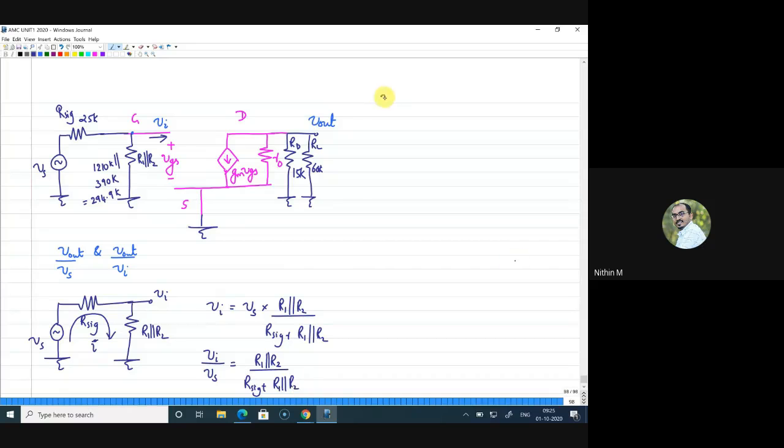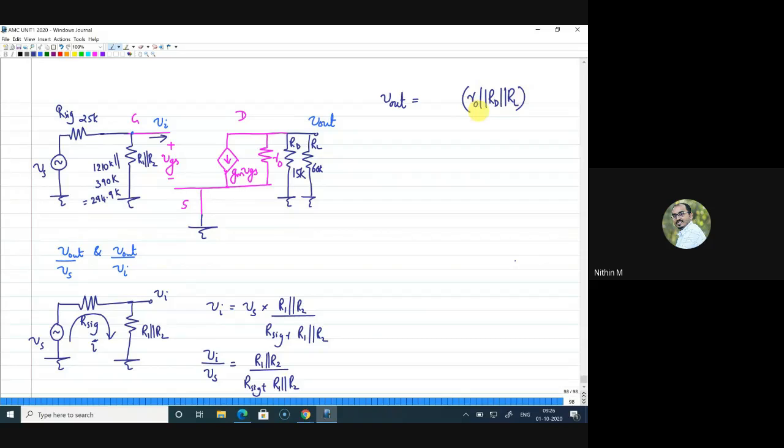So how to write what is V out? V out is actually the voltage across resistance RL. That will be the same as the voltage across resistance RD, and the same as the voltage across resistance R0. So instead of writing three resistances here, I can consider all these three resistances are in parallel. So it is R0 parallel RD parallel RL. That is the equivalent resistance.